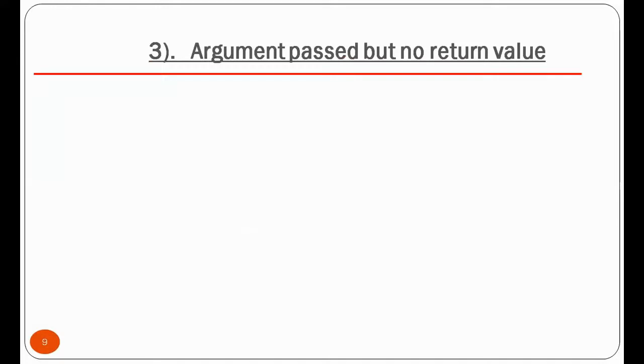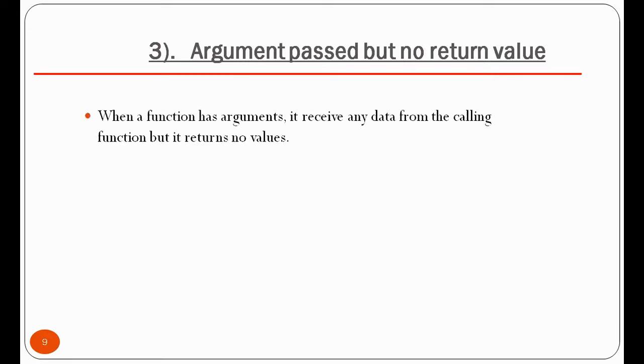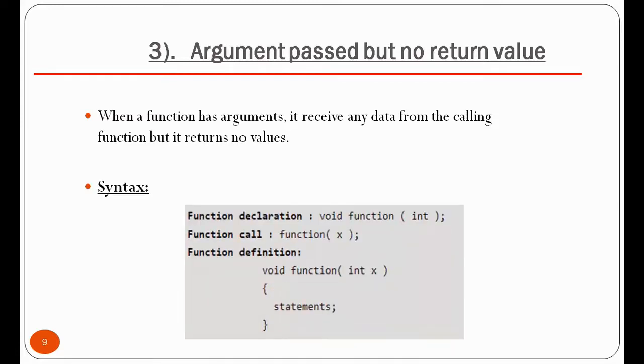Coming towards the third type, that is argument passed but no return value. From the name, we can also understand that there are arguments, the brackets are not empty now, but there is no return value, so we'll write void. When a function has an argument, it receives data from the calling function, but it returns no value. So the syntax is void because it is not returning any value.